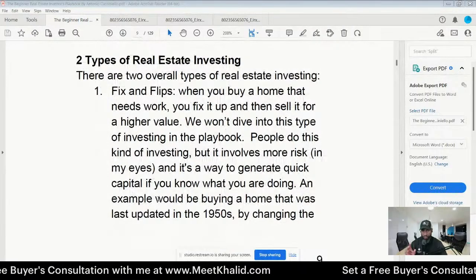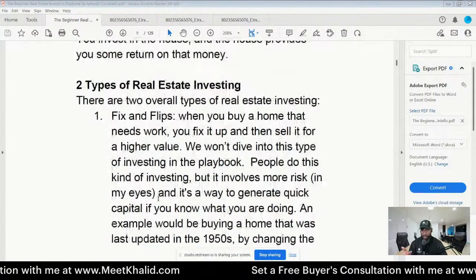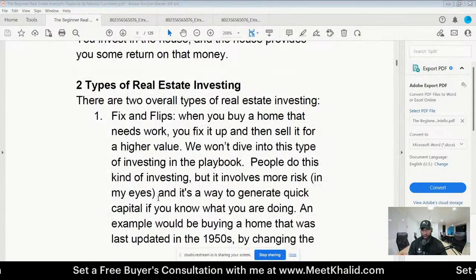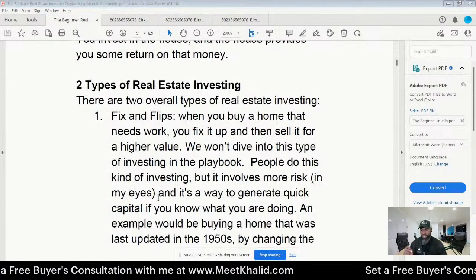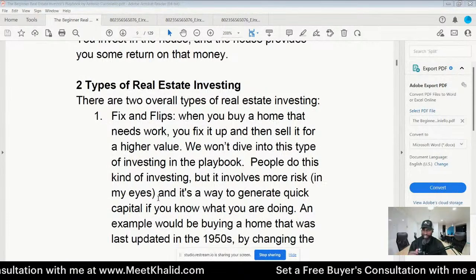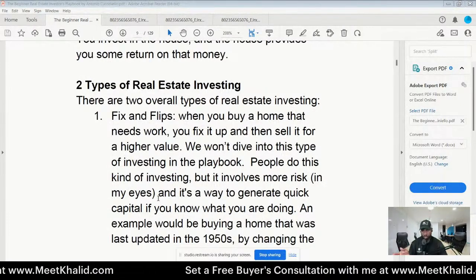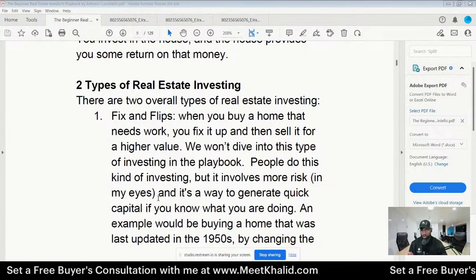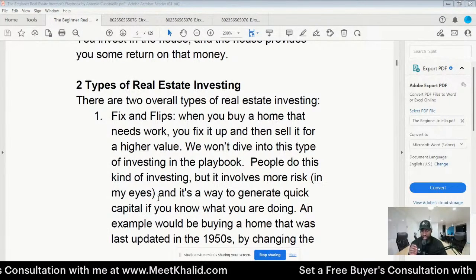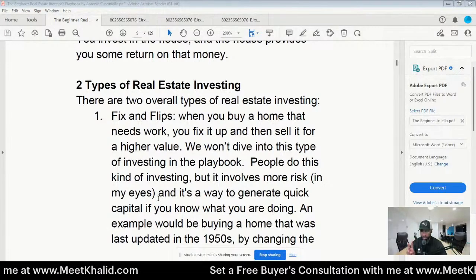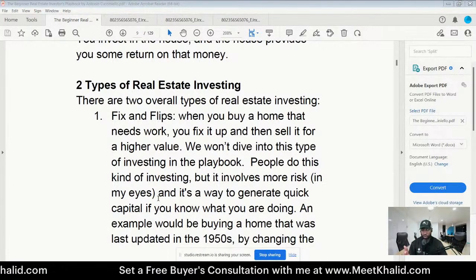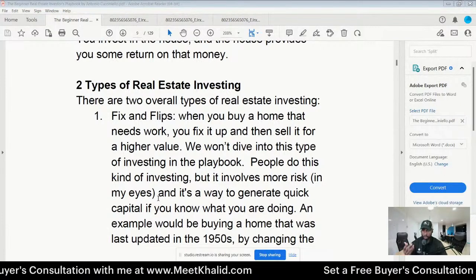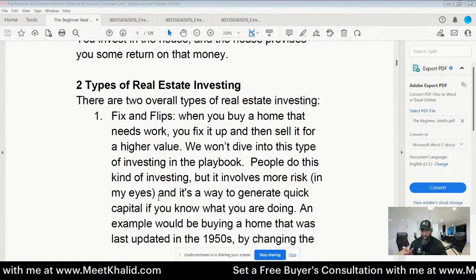One is fix and flip, all right? It says when you buy a home that needs work, you fix it up and then you sell it for a higher value. All right. Now we won't be going into that in these sessions. We're not going to be talking about flipping. We're talking about buying and holding. And we're going to do this every day at 12 o'clock for the most part. All right. And we're going to do it until we get through this whole book. And at the end of the book, you should be ready to do your first investment.